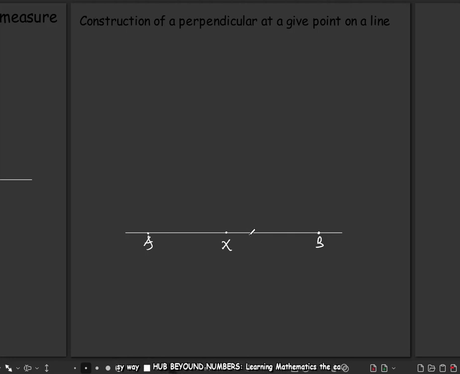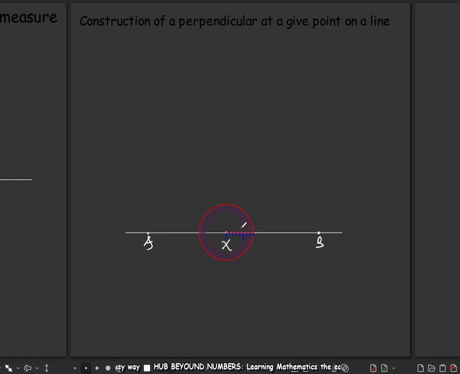To do this, you need your compass. All right, you need your compass. So you take your compass and put the compass pin at the point where you want to construct your perpendicular, right? And then open it a little. Now, your opening should touch 2 points on the line. Let it touch 2 points on the line.